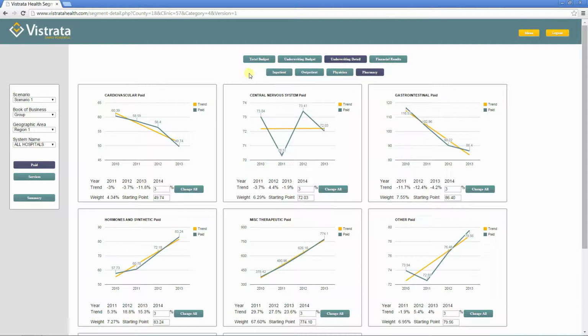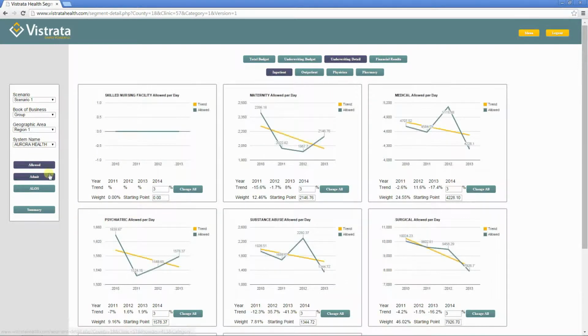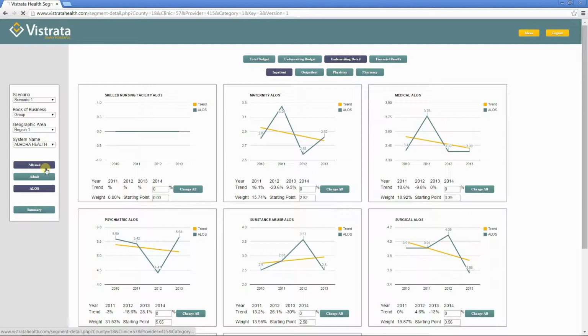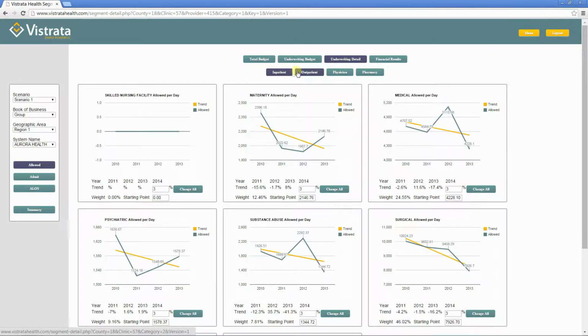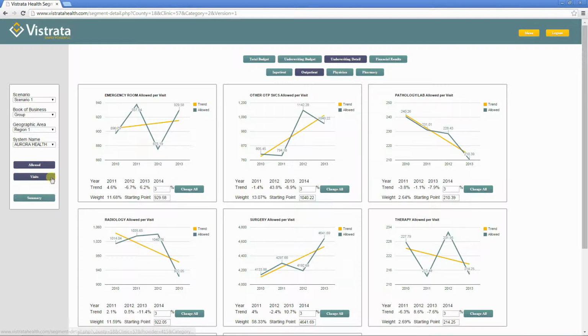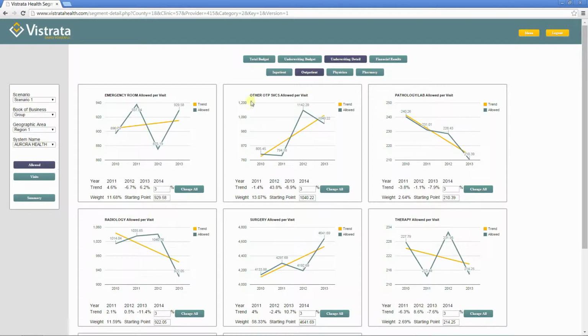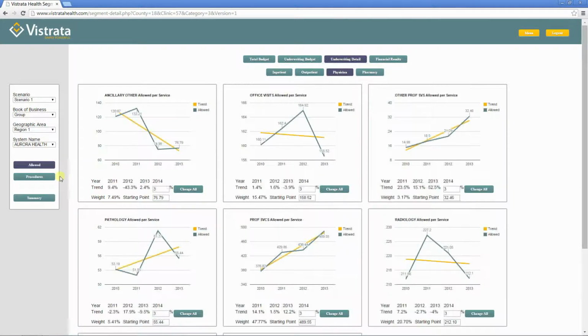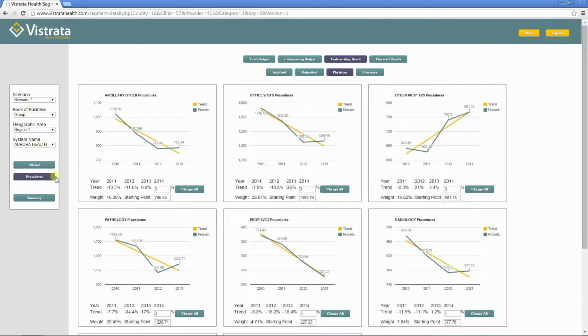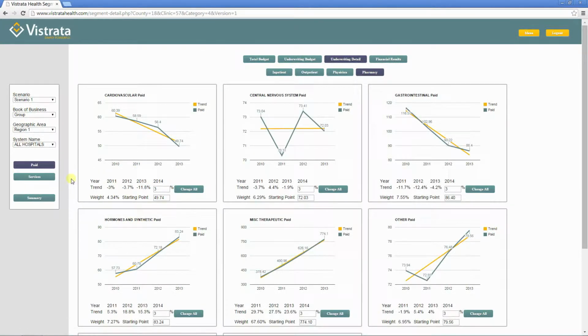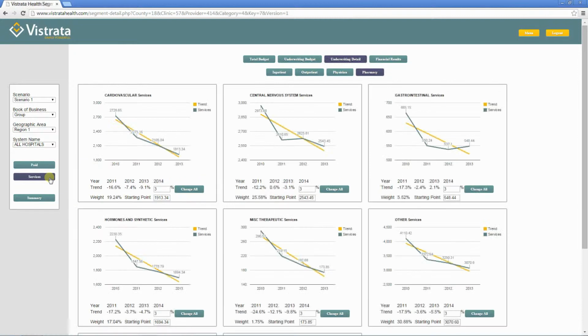As you know, these categories are viewed differently, and Vistrata accounts for that in the way it presents cost and utilization. For inpatient utilization, the tool counts admissions and shows the average length of stay. The costs are allowed per day. For outpatient utilization, the tool counts visits and the costs are allowed per visit. Physician utilization counts service lines and the costs are allowed per service. And lastly, pharmacy utilization counts prescriptions, or scripts, and the costs are paid per script.